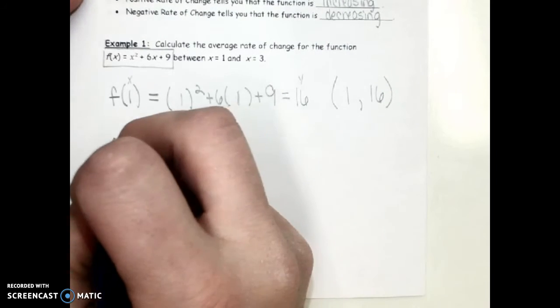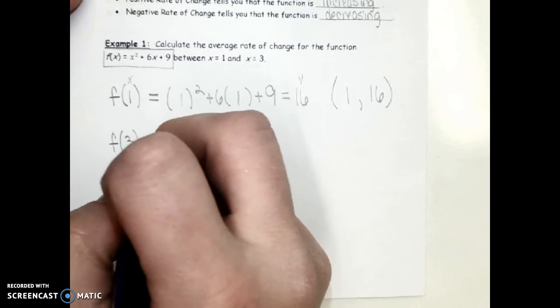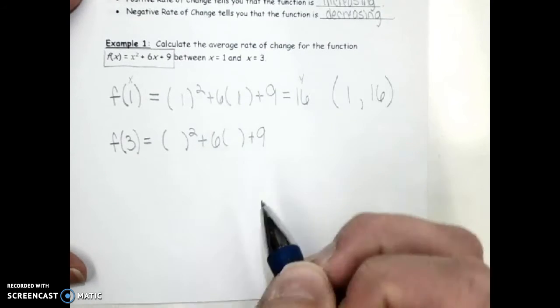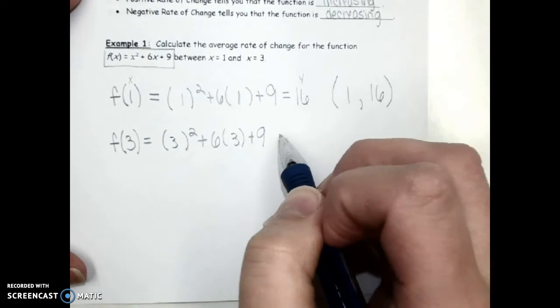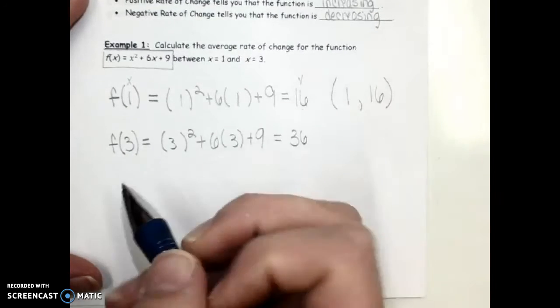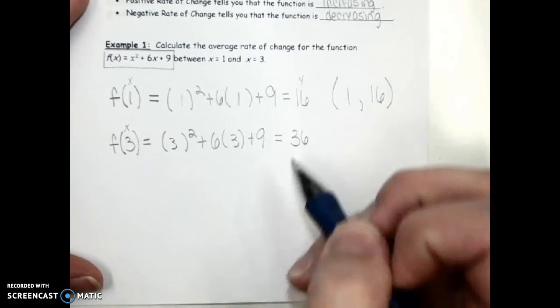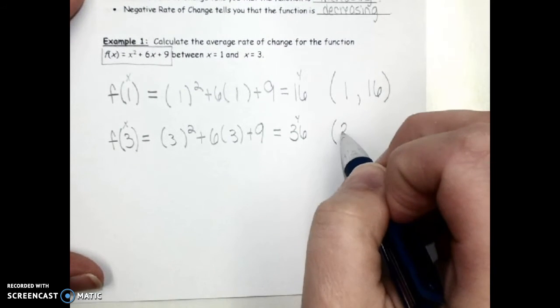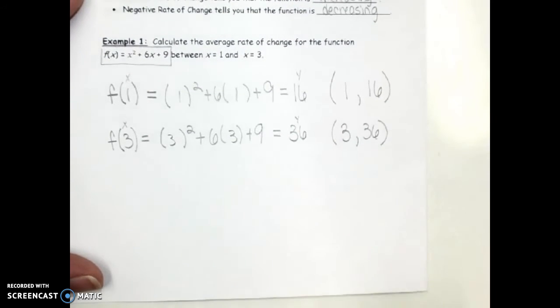Now you do the same thing with f of 3. You take your parentheses. Everywhere there was an x, you completely replace it with 3. I will type it in my calculator. All I have to do is go back in and change those 1s to 3s. I found that it's 36. If you plug in an x and you get out a y, there's your ordered pair. The ordered pair is 3, 36.